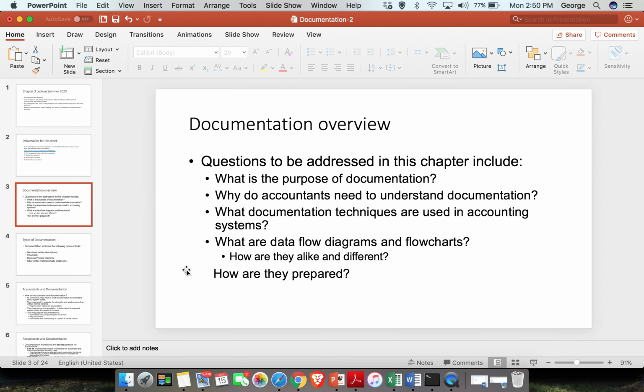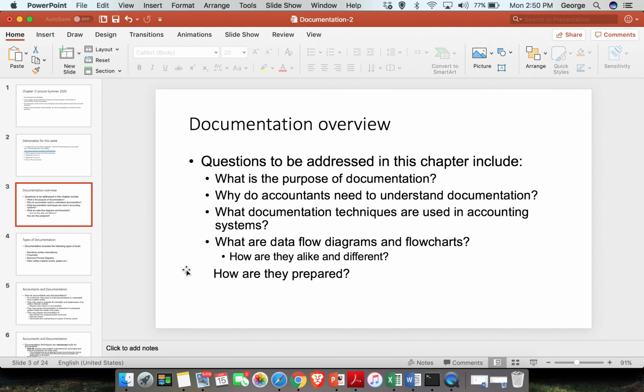So, documentation overview. Questions to be addressed in this chapter include: why do we do documentation? What's the purpose of documentation? Of course, to document our work. Why do we do that? Well, it can be used for training. It can be used to understand internal control. It can be used to understand a system. It can be used to design a new system. So a lot of reasons why we would document.